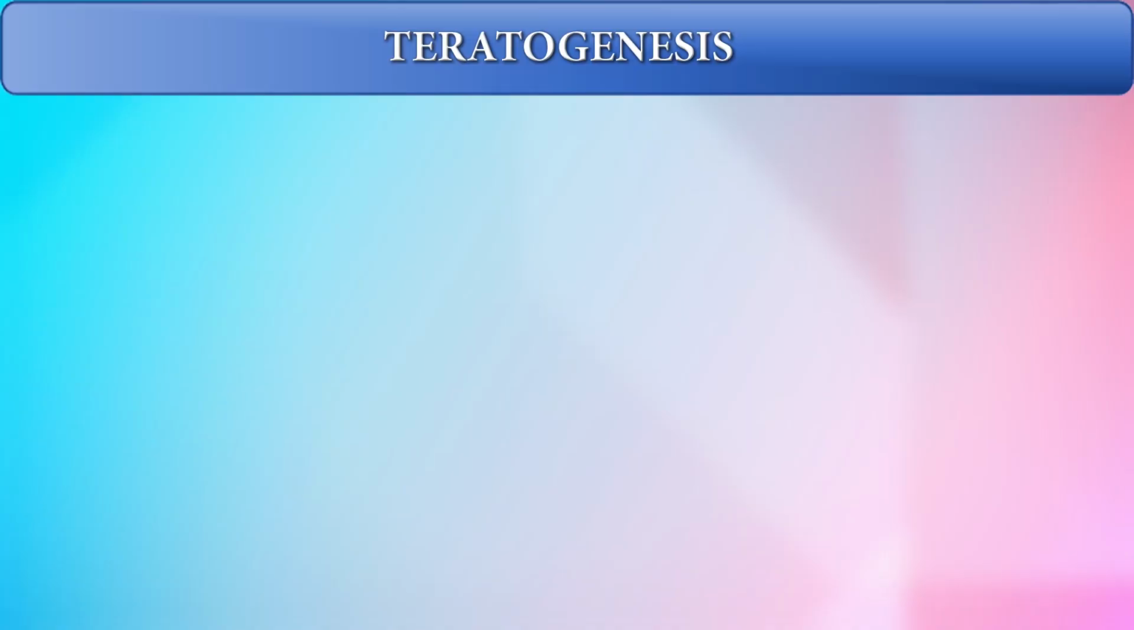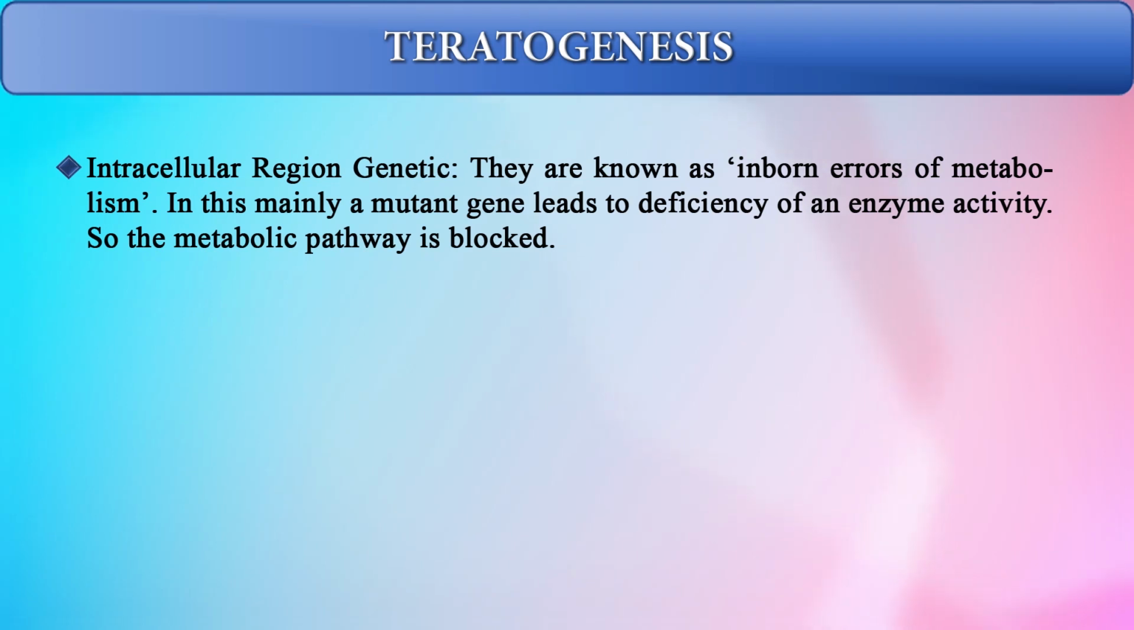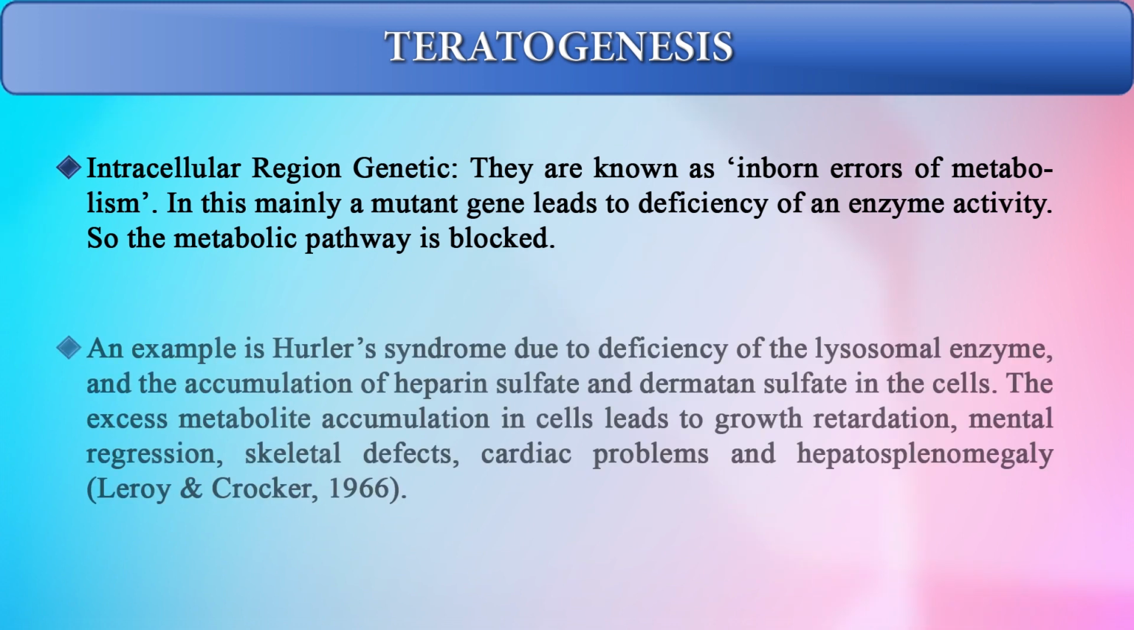These can be further divided into genetic and non-genetic types. Intracellular genetic, this is known as the inborn errors of metabolism. Largely a mutant gene will lead to a deficiency of an enzyme activity, so a metabolic pathway is blocked. One example is the Hurler syndrome. This is due to the deficiency of the lysosomal enzyme, and therefore the accumulation of heparan sulfate and dermatan sulfate occurs in the cells. The excess metabolite accumulation in the cells will lead to growth retardation, mental regression, skeletal defects, cardiac problems and also hepatosplenomegaly.